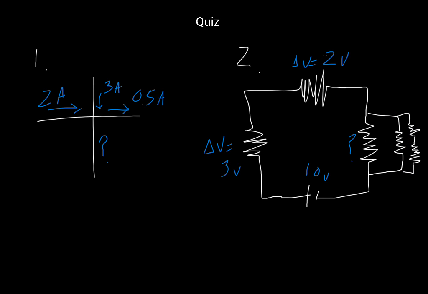Does this quiz look familiar? First, what's the current coming out of a junction where you have 2 amps and 3 amps coming in, 0.5 amps leaving? What's the current coming out of that junction for the fourth part of the junction? And second, we have a 10 volt battery that provides voltage across 2 resistors. What is the voltage across the last resistor?